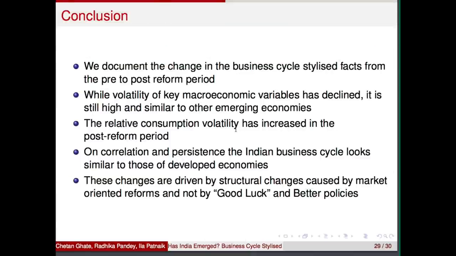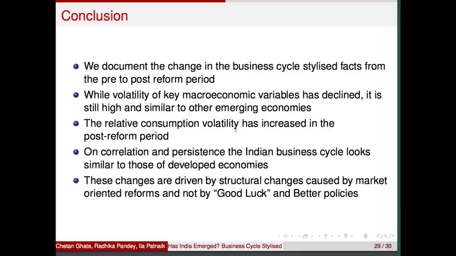So in conclusion, we are documenting the business cycle properties of the Indian economy from pre to post reform period. What we find is that although the volatility of macroeconomic variables has declined in the post reform period, it is still high and similar to other emerging economies. The interesting finding is for the relative consumption volatility, which has actually increased in the post reform period. On correlation and persistence, the Indian business cycle looks more similar to the developed economies.